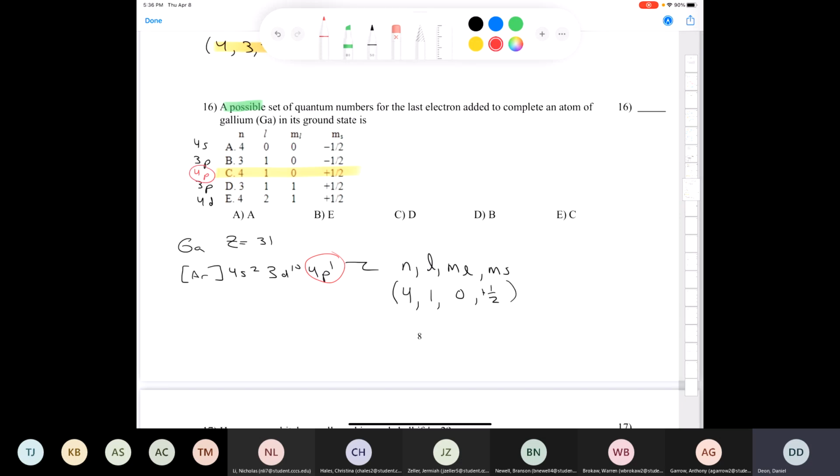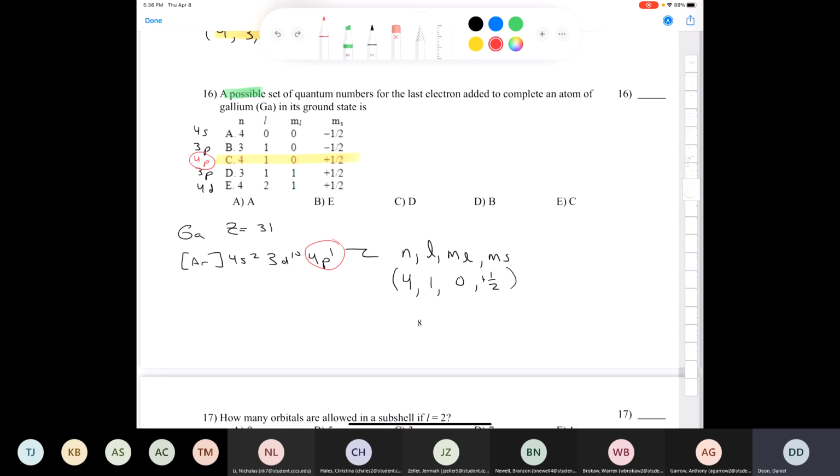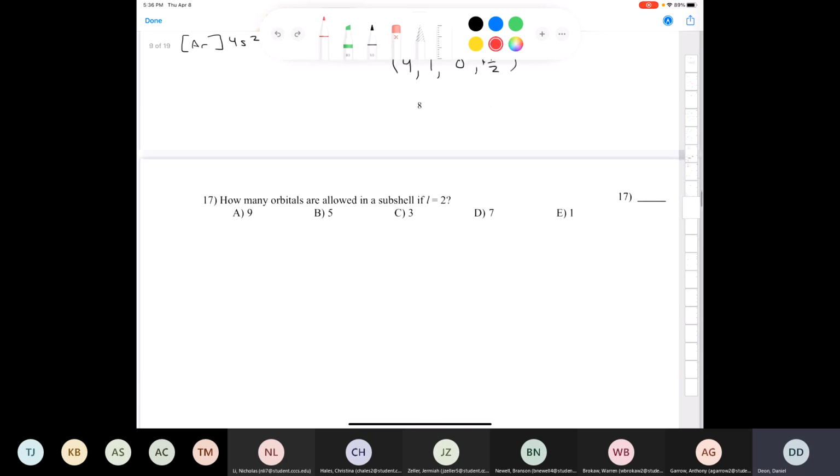The only thing I don't like about this answer is that you would think the first ml value you would assign would be -1, but whatever. I guess it's a possible answer, and so it's the only possible answer. I don't see how you could mess it up.